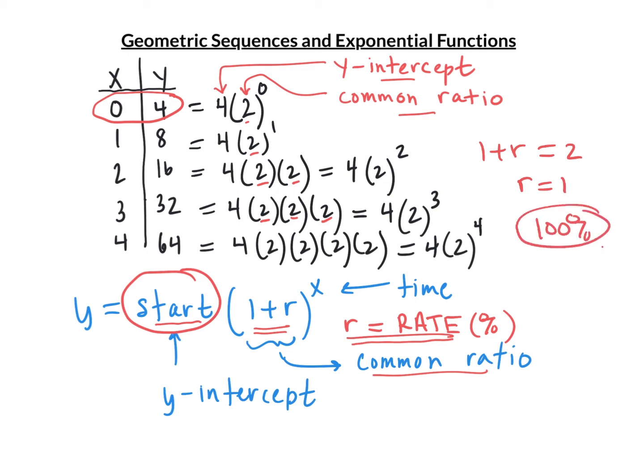Now, look at the numbers again and think about this. 100% of 4 is 4, and 4 plus 4 is 8. 100% of 8 is 8, and 8 plus 8 is 16. 100% of 16 is 16, and 16 plus 16 is 32. You're growing by 100%. When you multiply by 2 and you double something, you only grow 100%.